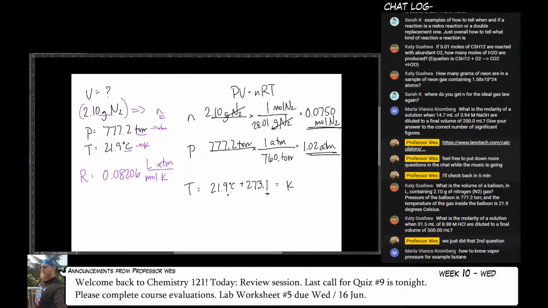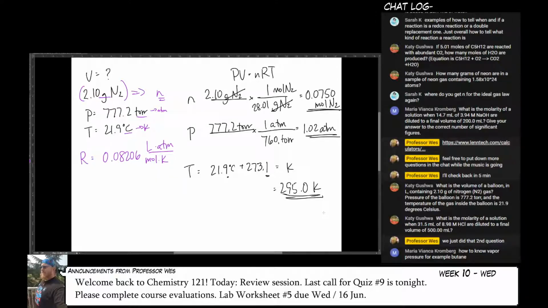All I did was do the addition of the temperature. So in order to convert Celsius to Kelvin, we got to add 273.1: 21.9 plus 273.1, and I get 295.0. So now I have P, n, and T, and now I just need to solve for V.